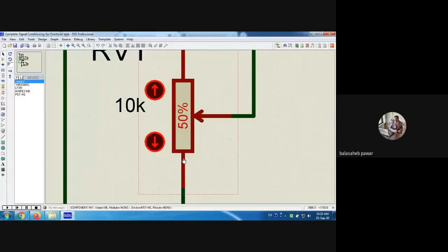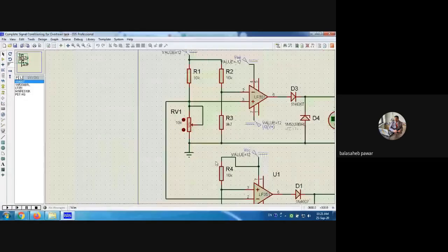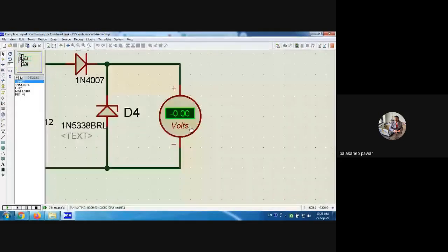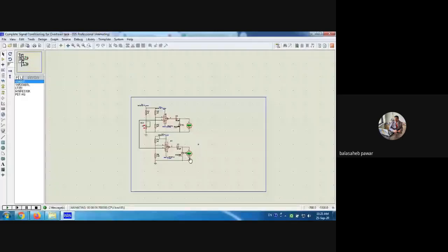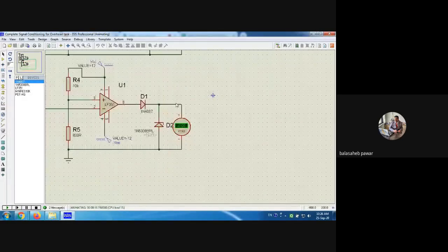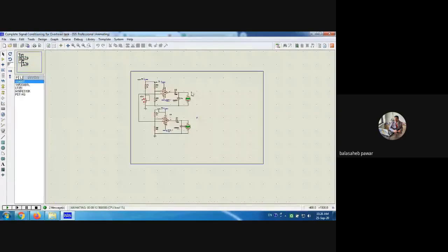Whenever it is 50% and we run our simulation, you will observe at the output of both signal conditioning circuits there is 0 volts, right? And this 0 volt we will apply to the microcontroller, so no need to take any action. Our consideration was up to this much.